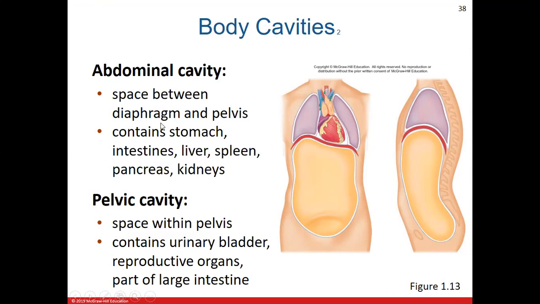The abdominal cavity is going to have your major digestive system organs such as the stomach, intestines, liver, and then some accessory organs like the pancreas, urinary organs, the kidneys, and an immune system organ we'll talk about later, the spleen. The pelvic cavity has the urinary bladder, reproductive organs, and then a little bit of the large intestines, rectum. It's going to be down through here in the pelvic region.